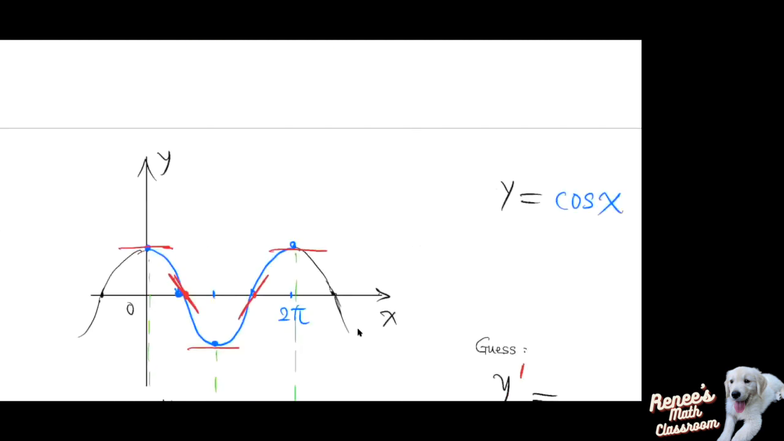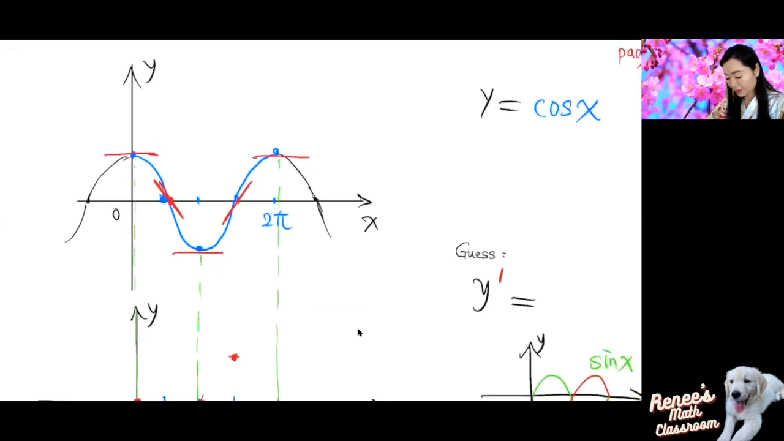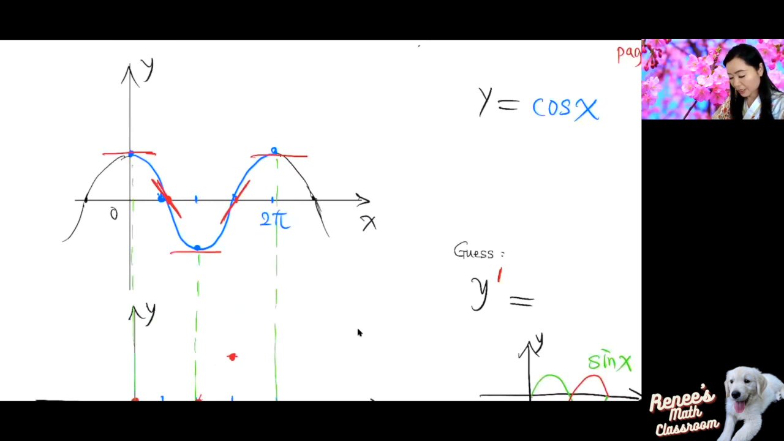Now we're going to discover the derivative for cosine x, similarly. So we draw the curve for cosine x. This is the curve for cosine x from 0 to 2 pi, it looks like this.